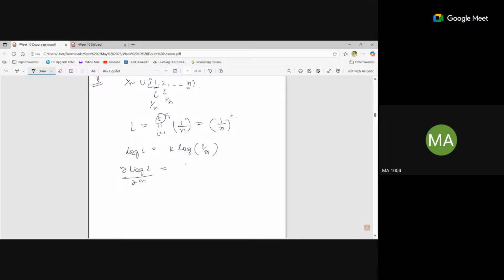Now this k is basically what? According to the sample, this k is 13. We have been given 13 samples, so this k is actually my 13. Now if I differentiate this value, k is a constant term, we won't be differentiating that. So log of 1 by k, I will be having minus n.